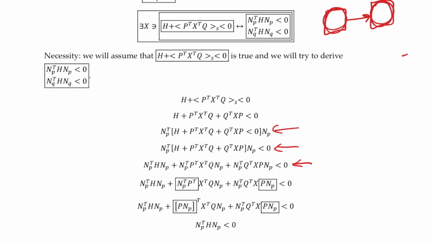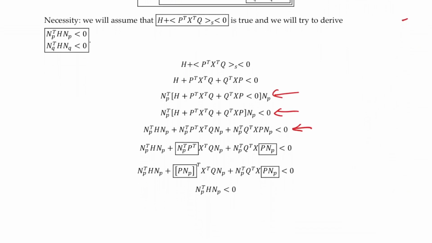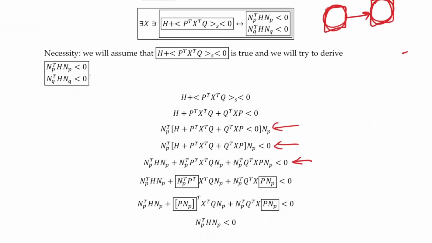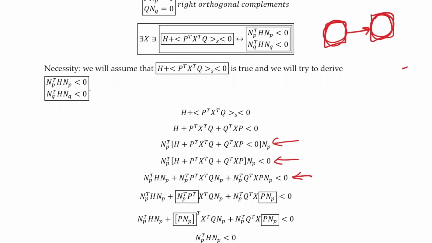Let's distribute the NP terms. This looks like a similarity transformation, especially an orthogonal similarity transformation. So in a way, that is a type of transformation. And let's highlight the terms that will be significant. Why? Because P times NP equals 0, because NP is the right orthogonal complement of the P matrix.